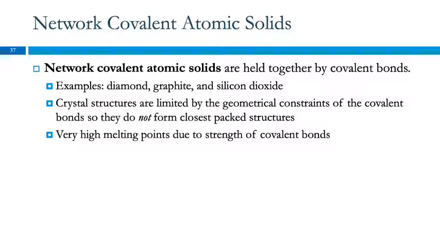The structures here are limited due to the hybridization of the orbitals involved in the bonding. So with carbon, we'll do an sp3 hybridization, and you're going to have tetrahedrally spaced bonds. That's going to limit the crystal structure. Network covalent atomic solids have very high melting points because covalent bonds are very strong.